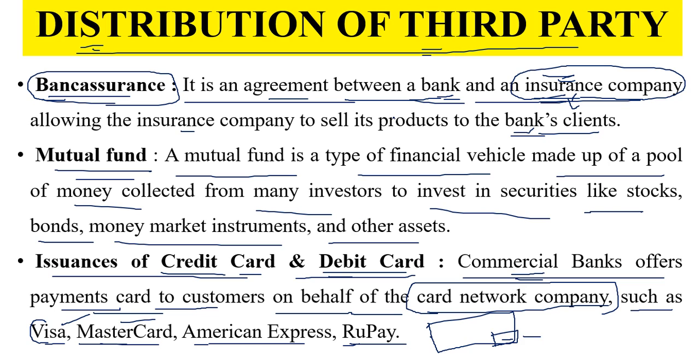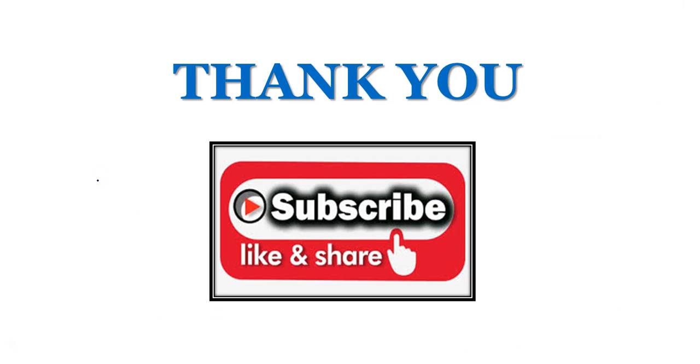So in short, the bank performs an agency function, that is, the bank acts as an agent to their customer. Then general utility functions. Next is distribution of third party product. So I hope you have understood the secondary functions of commercial banks, as well as all the primary functions, in detail. So thank you.